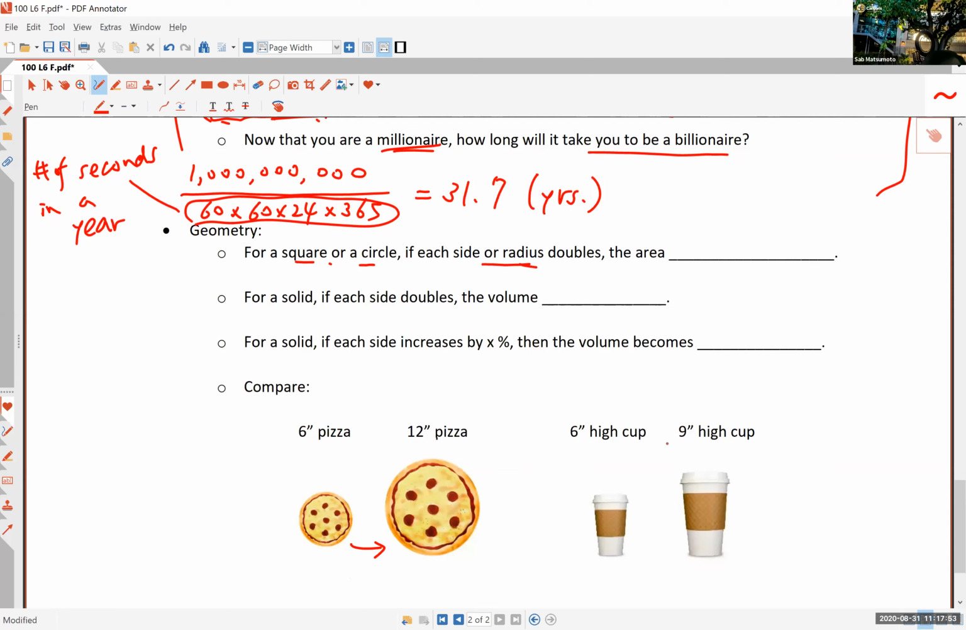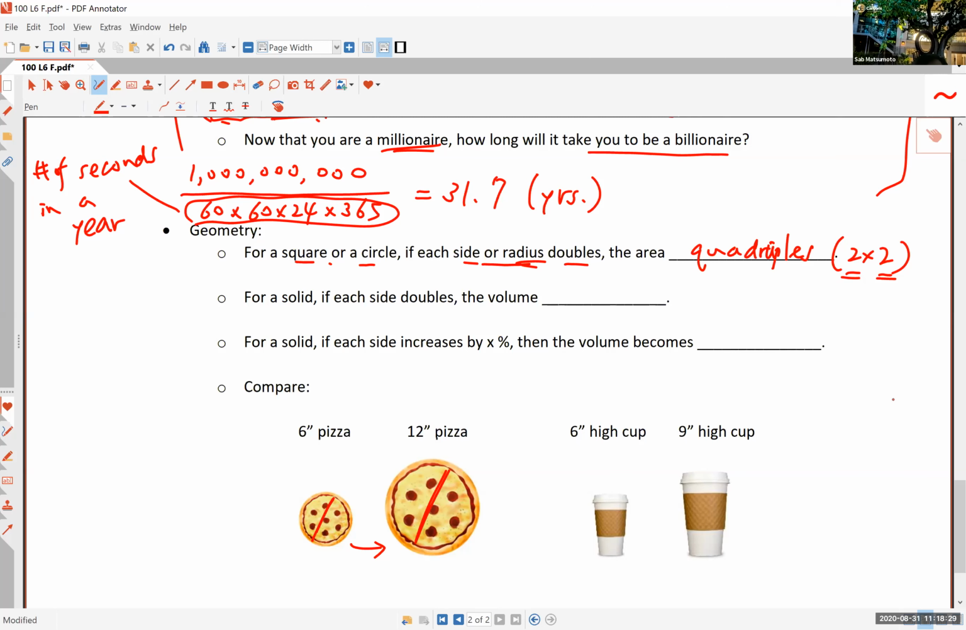Yeah, the diameter is twice as long here, right? How much bigger is this pizza? Well, if each side or a dimension like radius doubles, then the area quadruples. Okay, so that's surprising, right? And that's because 2 times 2 is 4. In a two-dimensional thing, doubling in 2 dimensions will give you 4 times as much.